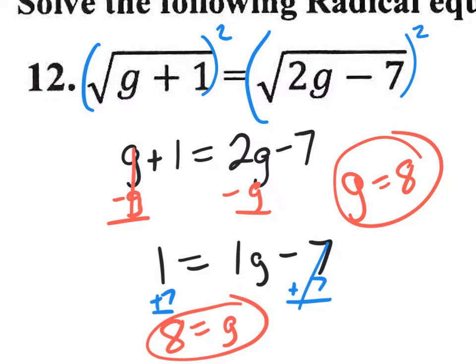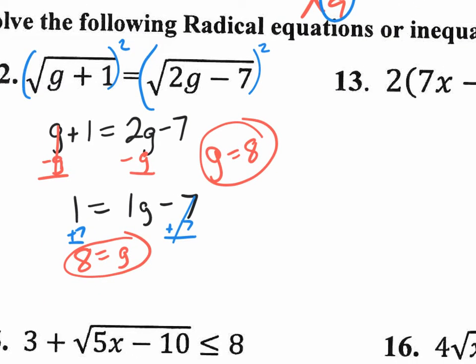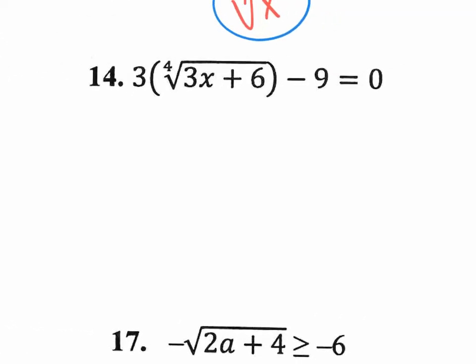We should double check it just to make sure it's not an extraneous solution. And you don't have to show your work on the double check, but just make sure you do it. When you plug in 8 right here, what's 8 plus 1? 9. And what's the square root of 9? 3. Okay, cool. So I need this to also equal 3. Plug in an 8 right here. What's 2 times 8? 16. What's 16 minus 7? 9. And what is the square root of 9? 3. Also 3. I have double checked in my mind, or in our minds. We just did it. We got the correct answer. We know we're right. Let's move on to the next even number 14.